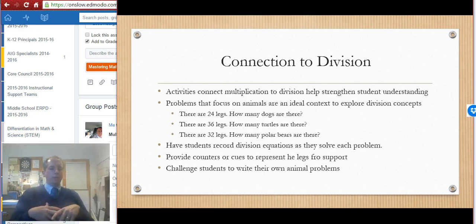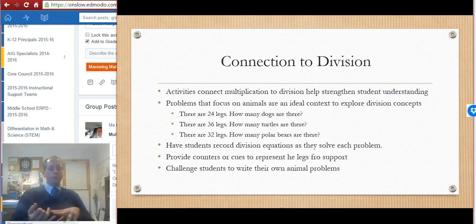Looking at the animal example, instead of knowing the number of animals and the number of legs, let's start with the number of legs, right? So if I see 24 legs, how many dogs would that be? You could also say if I see 24 legs, how many chickens would that be, in practicing 2's facts? 36 legs, how many turtles? 32 legs, how many polar bears? So these are great for kids to write too. They're great for kids to illustrate. They can certainly create division books for themselves too.